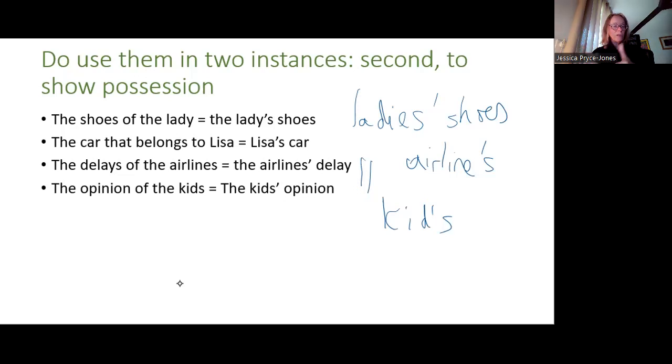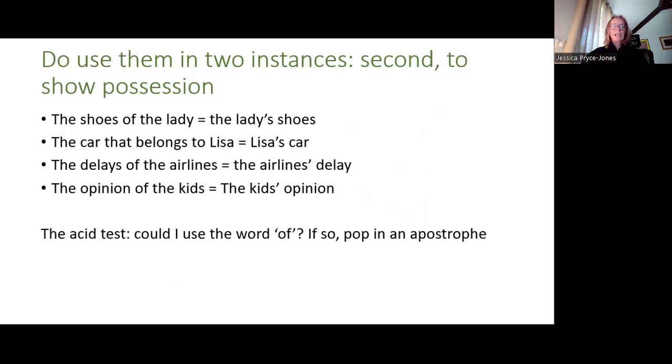So far, so good? All right. Well done. Hang on in there. Now, the acid test here is, could I use the word of? And if you could use the word of, the car of Lisa, the delays of the airlines, the opinions of the kids, if you can use the word of to make it your most fancy, antiquated English, you would stick in that apostrophe.